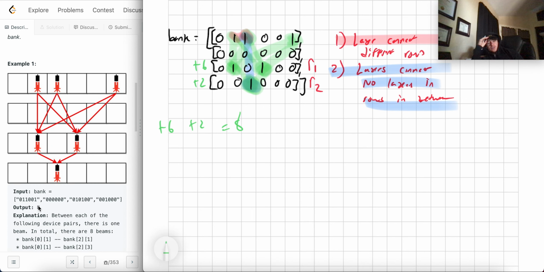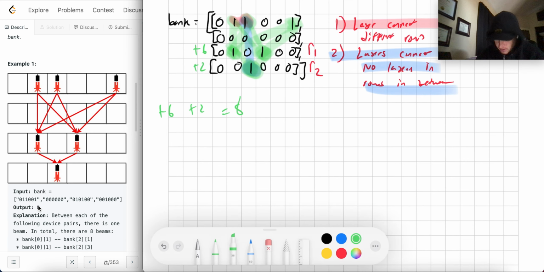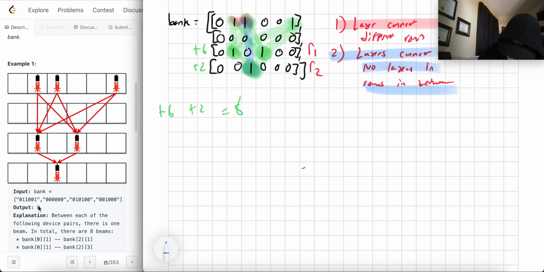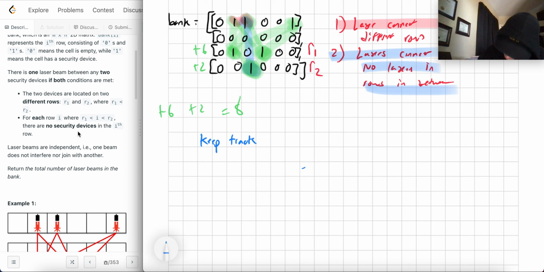All right. So how do we solve this problem? Well, I guess the only real observation you need to make is, we got to keep track of R1 and R2, right? And I'm using this nomenclature here, right? Of R1 and R2.